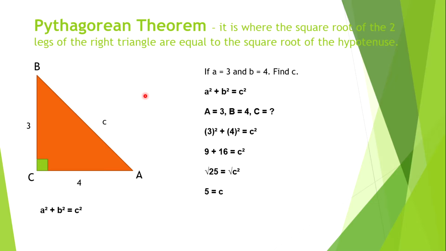For our first example, if a is equal to 3 and b is equal to 4, find c, which is the hypotenuse. Using the Pythagorean theorem, a squared plus b squared is equal to c squared. Substituting a, which is 3, and b, which is 4: 3 squared is 9 and 4 squared is 16. And 9 plus 16 is 25. To remove the square from c squared, we use the square root of c squared and the square root of 25. We cancel out the square root and the square, and the square root of 25 is 5. So the answer for this long side, the hypotenuse, is 5.